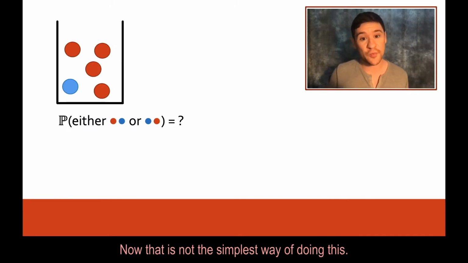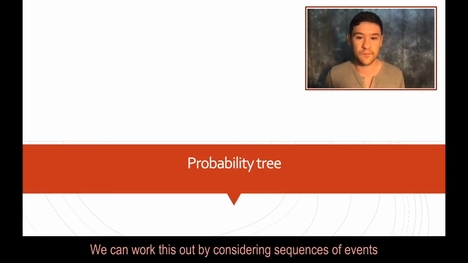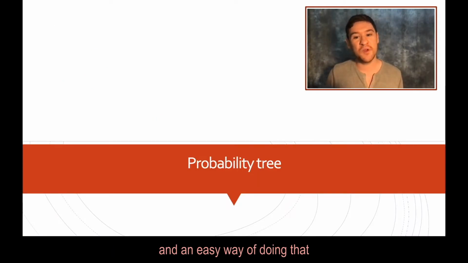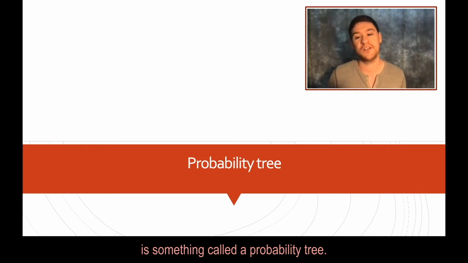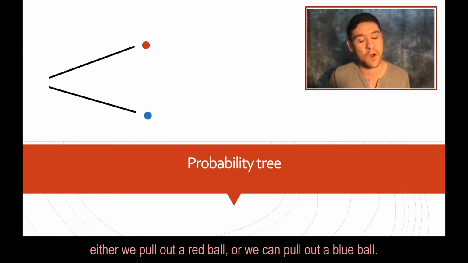Now that is not the simplest way of doing this. We can work this out by considering sequences of events. And an easy way of doing that is something called a probability tree. So the first event to happen, two things can happen. Either we pull out a red ball or we can pull out a blue ball.